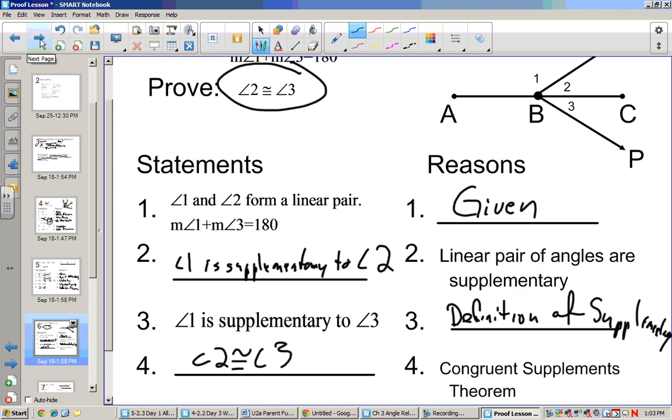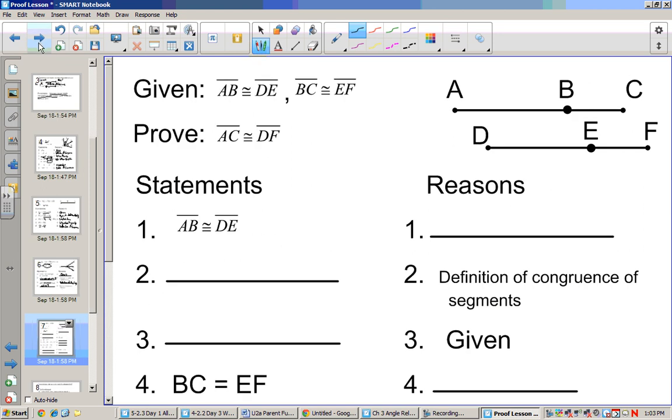All right, hopefully that makes sense. We'll do one more and call it a day. Now we have these. We know AB is congruent to DE and BC is congruent to EF. We want to prove that AC is congruent to DF. Well, we have that first statement.